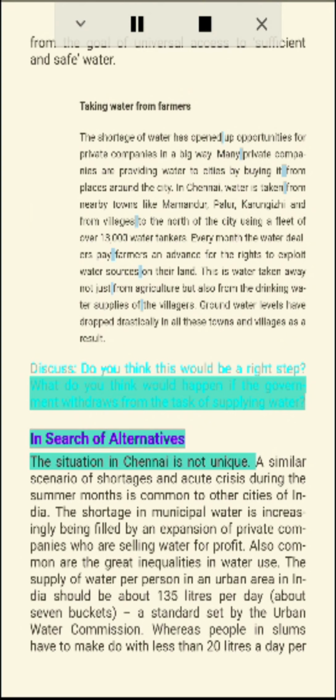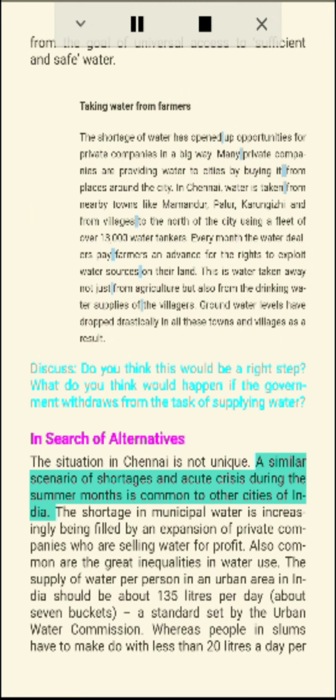The situation in Chennai is not unique. A similar scenario of shortages and acute crisis during the summer months is common to other cities of India. The shortage in municipal water is increasingly being filled by an expansion of private companies who are selling water for profit. Also common are the great inequalities in water use. The supply of water per person in an urban area in India should be about 135 liters per day, about 7 buckets, a standard set by the Urban Water Commission.